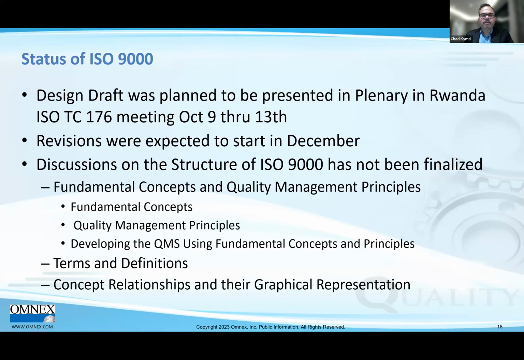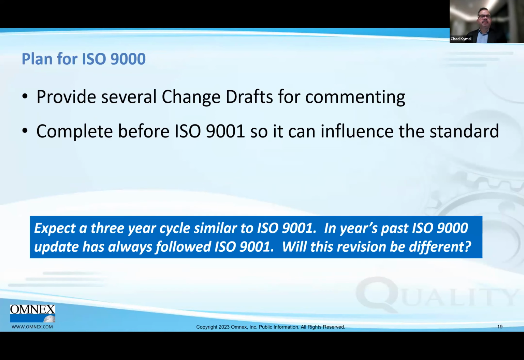All right. So there were some discussions on the structure of ISO 9000. ISO 9000, you can say, is sort of two parts. One is concepts and principles, and then terms and definitions, and the concept relationships and their graphical representation. I was not there, but I do hear there's some discussions on the structure, and I would just leave it like that. Let them work it out, and we will know soon enough, and I'll update you probably in April sometime. So what is the plan for ISO 9000?